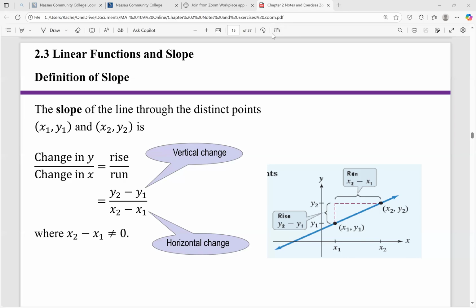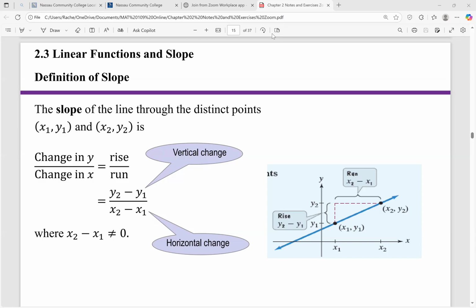In this lecture, we're going to cover section 2.3, which is linear functions and slope. So let's start with the definition of slope. Many of you have already heard of the slope of a line, and I think you associate different things with the slope. I know many of you think, okay, slope is rise over run, right? Or the steepness of the line, and it is.